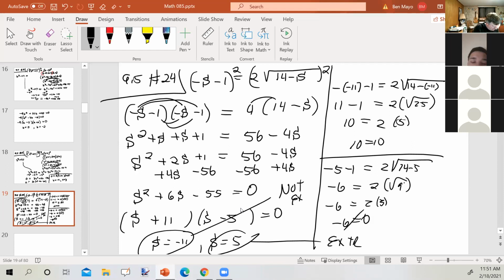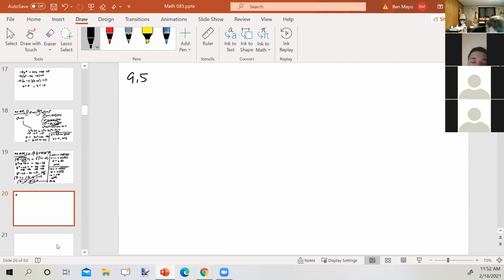Let's see here. Okay. 9.5. This is 9.5 number 16. It says solve the equation, enter your answers as a comma separated list.